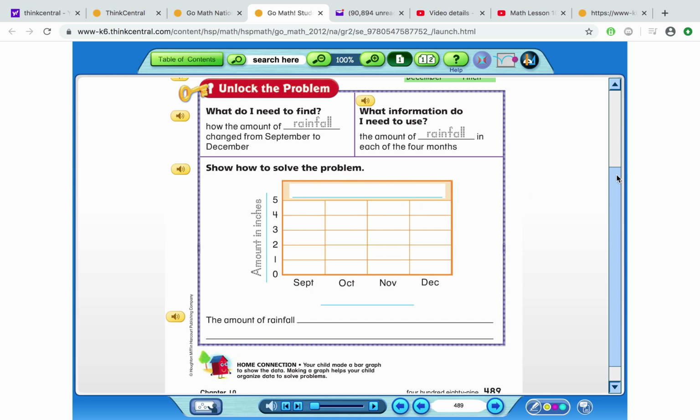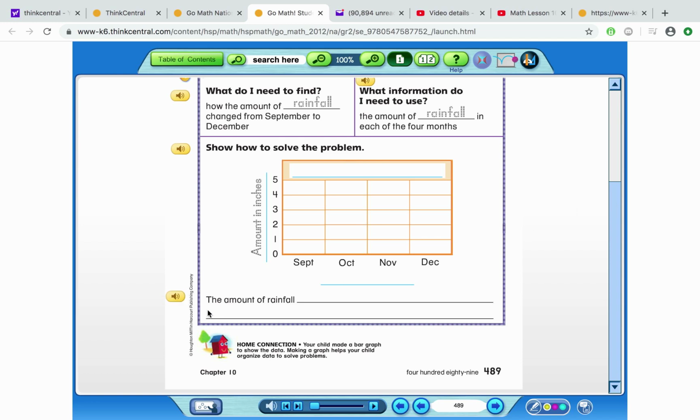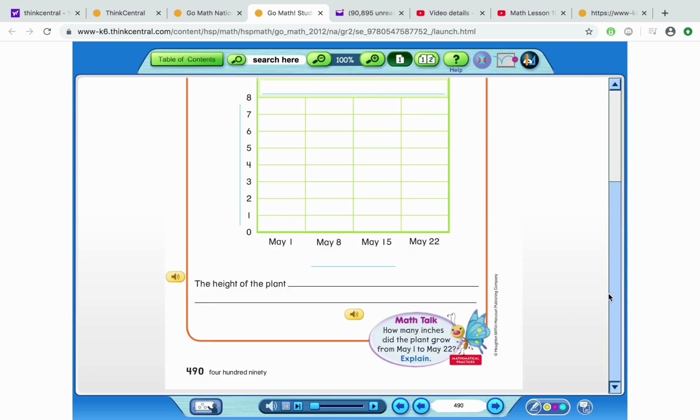Make sure you fill in those blue lines, and then here's the answer. The amount of rainfall, blank. What you're going to notice after you fill in your bar graph is either the rain's going to increase, get to be larger, or you're going to notice that it decreases, which is going to get smaller. So you're trying to see that trend or that pattern in the rainfall after the bar graph is done, and it will be really easy to see once you fill out your bar graph. And go ahead and turn to the next page.